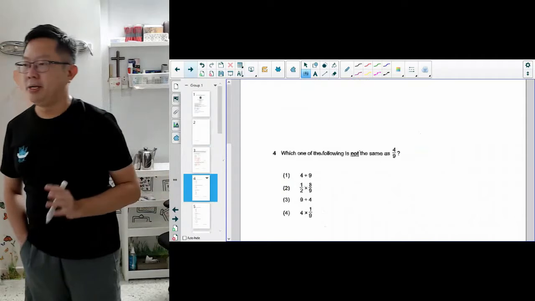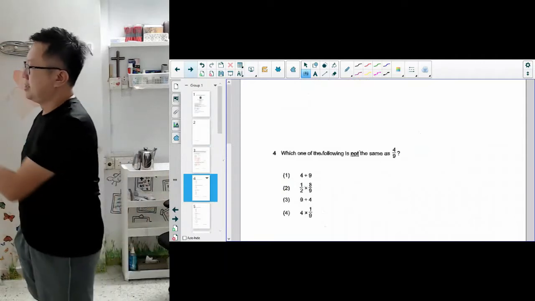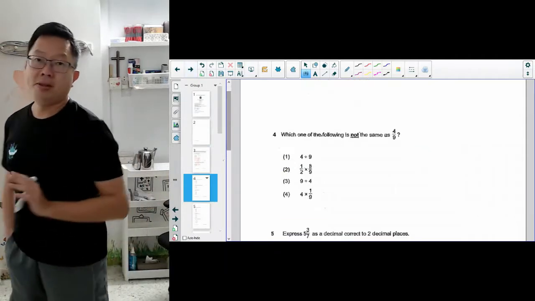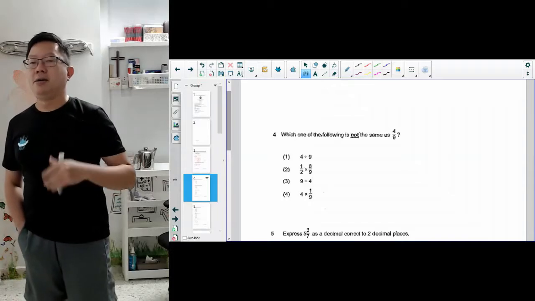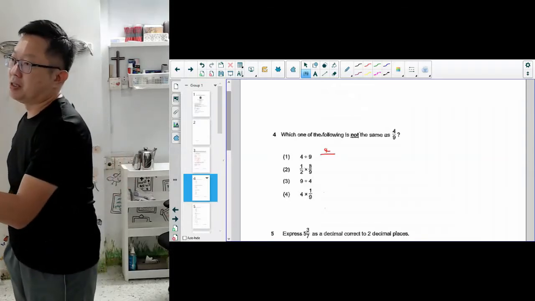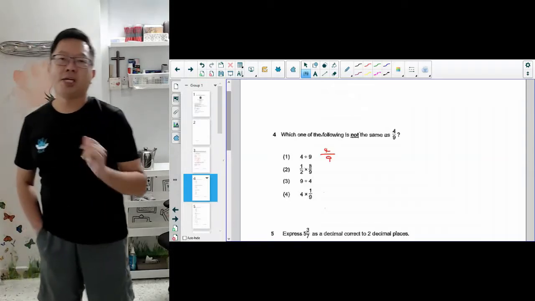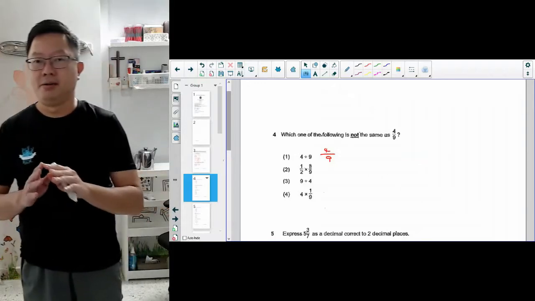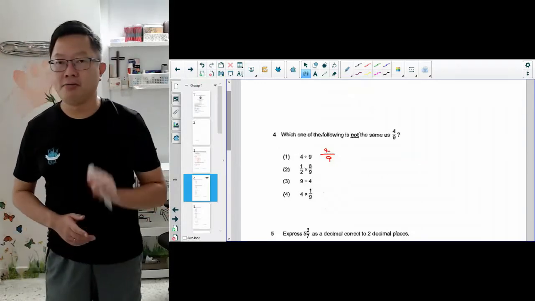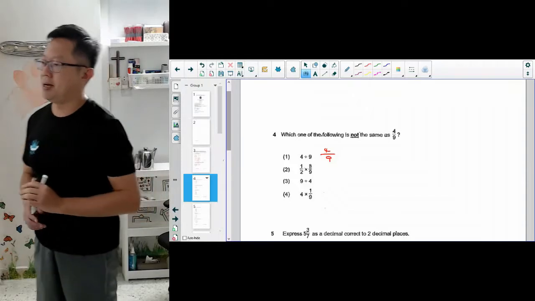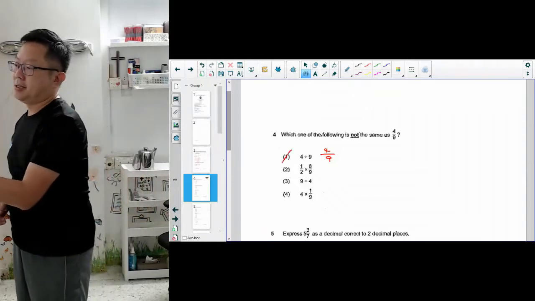Which one of the following is not the same as 4 over 9? So let's look at number 1. Now 4 divided by 9 can also be written as a fraction, which is 4 over 9. So your fraction is also dividing. The fraction line is your dividing line. 4 over 9 is 4 divided by 9. So this is the same.